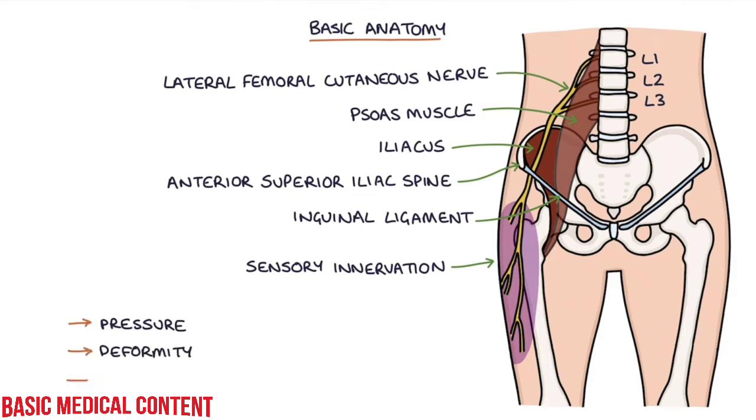Pressure, deformity, or trauma to the nerve can occur at several places along its route. Notably, this can occur where it passes below the inguinal ligament. It's this pressure, deformity, or trauma that causes malfunctioning of the nerve and the symptoms of meralgia paresthetica. The lateral femoral cutaneous nerve only carries sensory symptoms. Therefore, there are no motor symptoms associated with meralgia paresthetica.